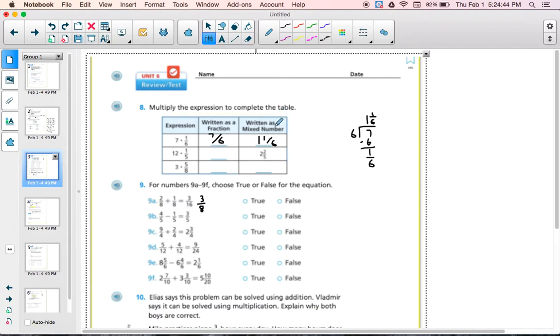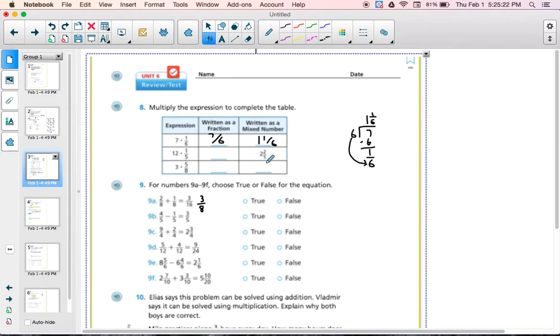Multiply the expression to complete the table. 7 times 1/6. Okay, write it as a fraction. 7 times 1 is 7 over 6. There are 7/6. But I need to write it as a mixed number. So to do that, I need to divide the numerator 7 by the denominator 6. 6 will go into 7 one time. 1 times 6 is 6. Subtract, you get 1. Bring the divisor down underneath. You get 1/6. 1 and 1/6.